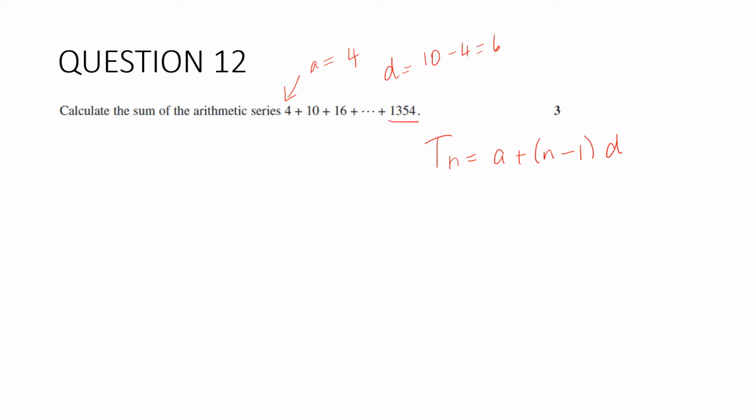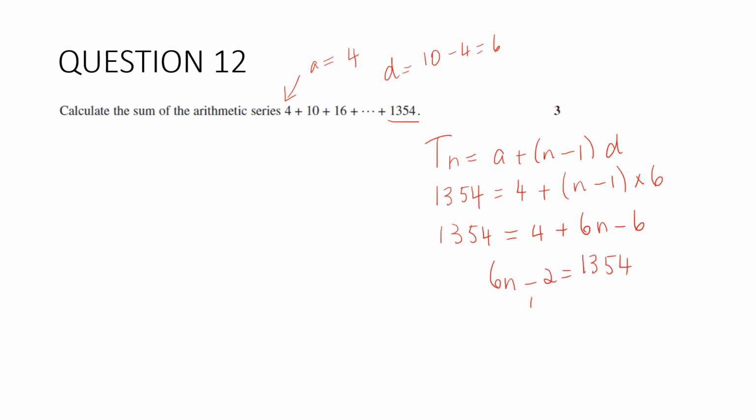Right, let's put in 1,354. It's going to be equal to 4 plus n minus 1 multiplied by 6. And just tidying this up and solving this equation, we are going to get, let's see, switch it around, 6n take 2 equals 1354. 6n is equal to 1356. And dividing by 6, let me grab my calculator.